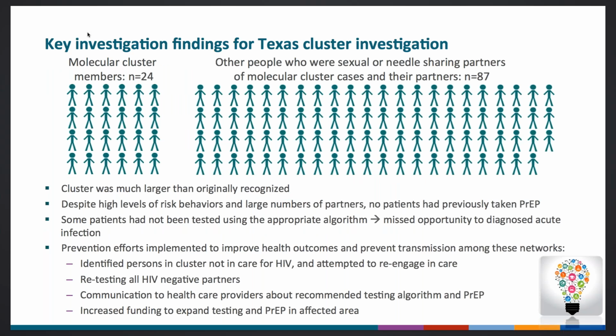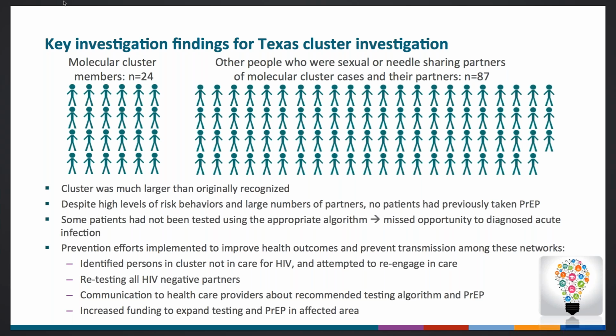So you can see on the left here, there were 24 molecular cluster members. And once we looked and found other people who were sexual or needle sharing partners of molecular cluster cases and their partners, we found an additional 87 people who were possible cluster members. So this indicated that the cluster was much larger than originally recognized. And despite high levels of risk behaviors and large numbers of partners, no patients had previously taken PrEP. Some patients had not been tested using the appropriate algorithm, which indicated a missed opportunity to diagnose acute infection.